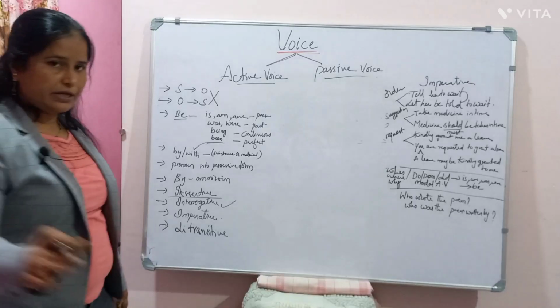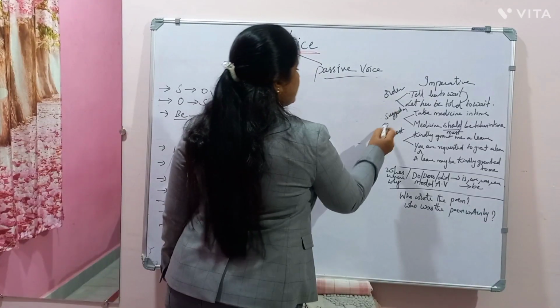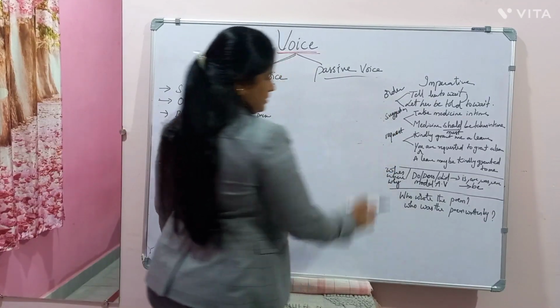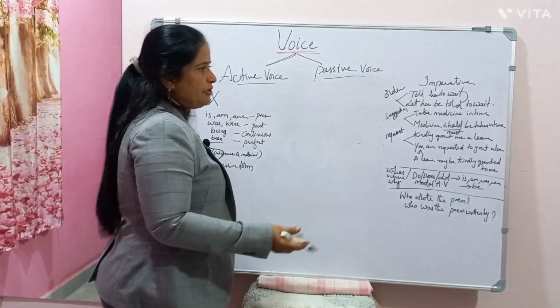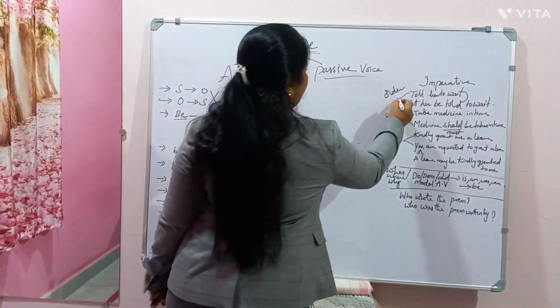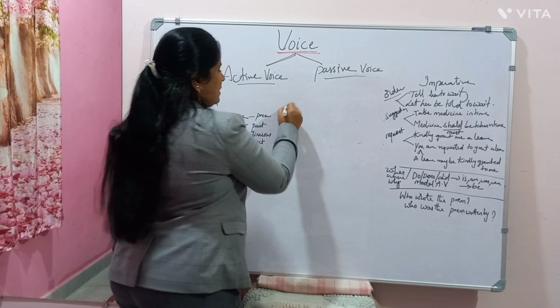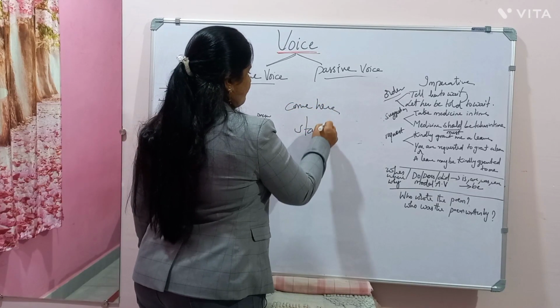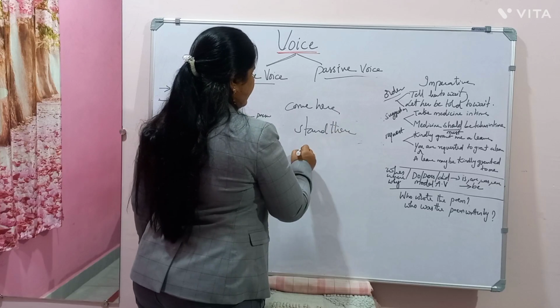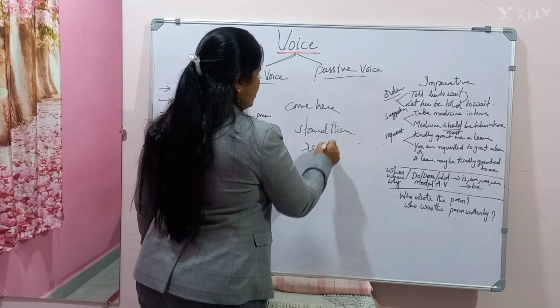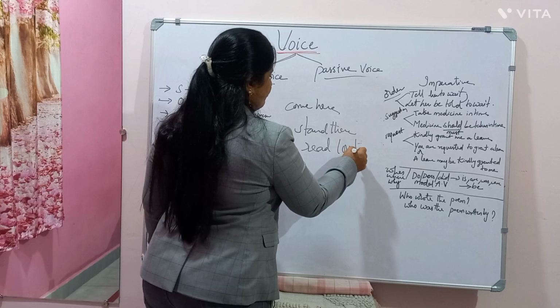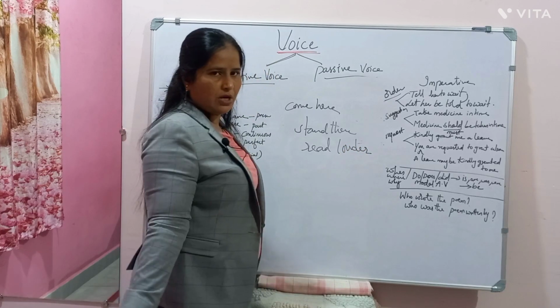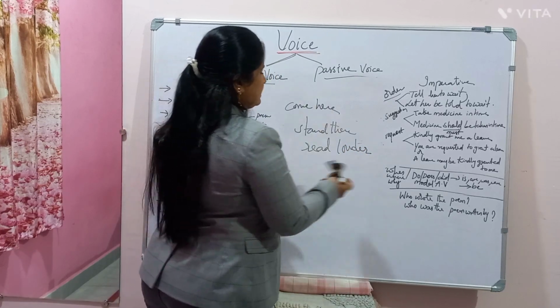What are the imperative sentences? They are the commands, the suggestions, and the requests. I have written one example of each here. Let's see the orders first. What are the orders? Come here, stand there, read loudly, read louder. Right? So these are all commands. Now for such sentences, how do we change them?